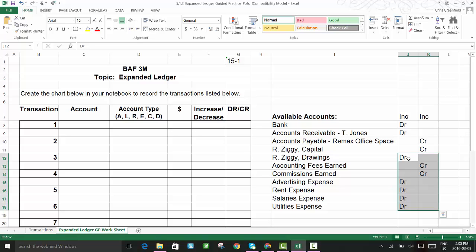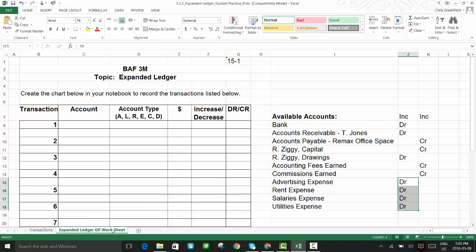All of these transactions are always going to be the same. Whenever you have a drawings entry, you're always going to have a debit to drawings. Whenever you have revenue accounts involved, they're always going to be credits. And the same thing with expenses: anytime you receive a bill, it's going to be a debit to those expense accounts.